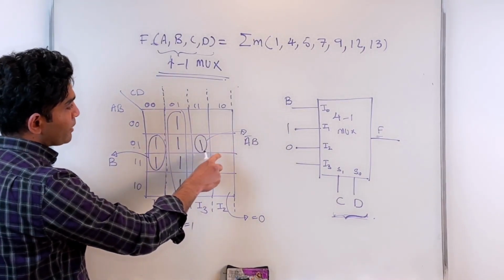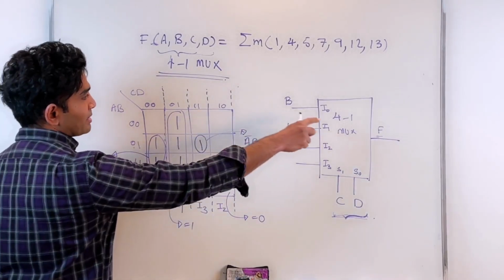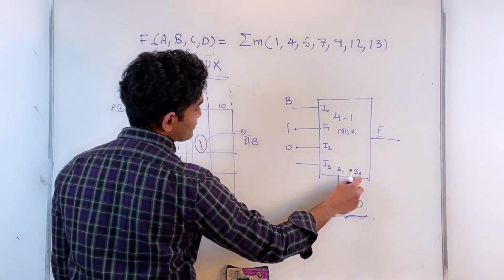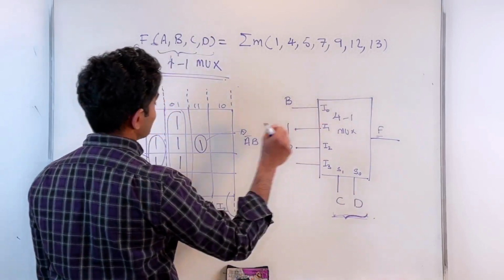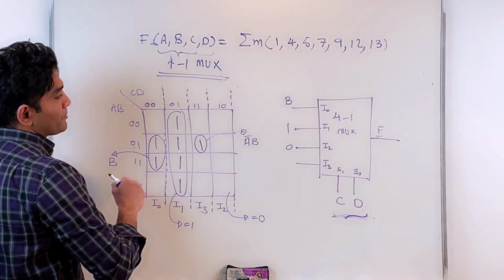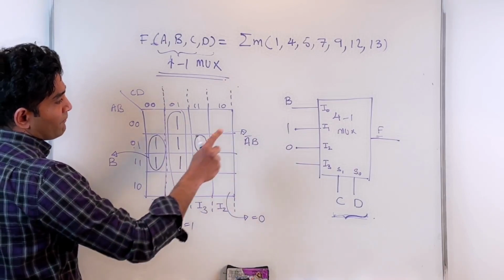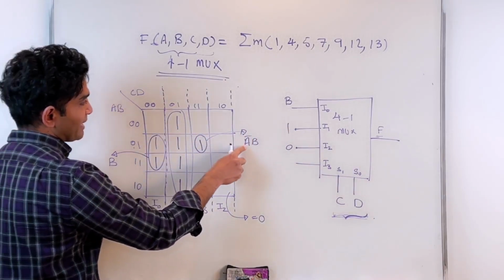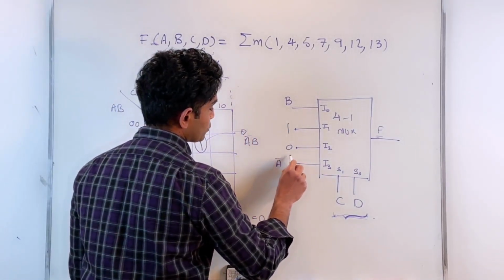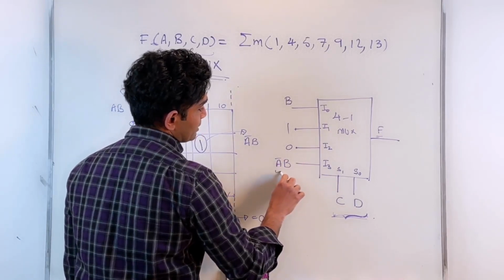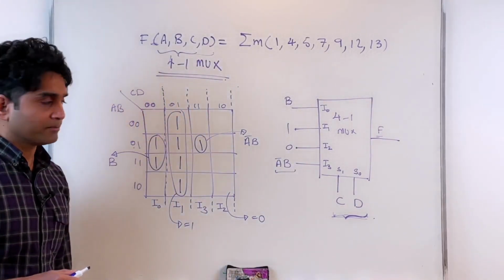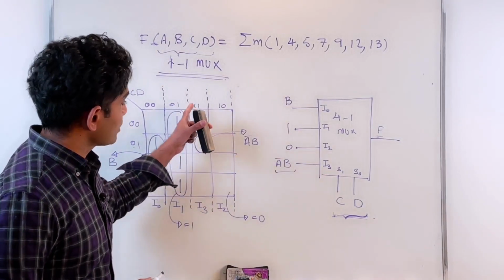If I fix my CD to be 1, 1, okay, then my function would be a function of A prime B. So what you apply on A and B, the function will be a function of A prime B. Then I fix my CD values to be 1, 1.